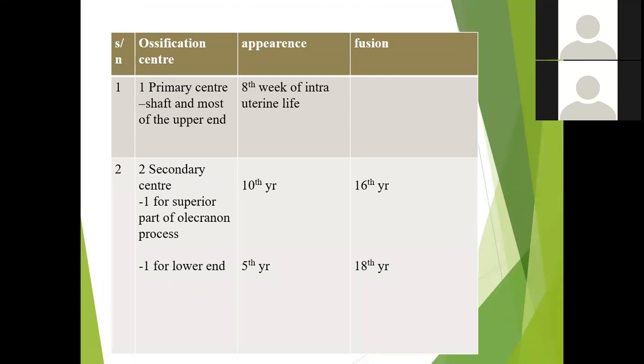The primary center is for the shaft and most of the upper end, and it appears in the 8th week of intrauterine life. As usual, for all bones except the clavicle, the primary center appears in the 8th week of intrauterine growth. Next, the two secondary centers: one for the superior part of the olecranon process and one for the lower end. The superior part of the olecranon process appears in the 10th year, and the lower end appears in the 5th year. The superior part of the olecranon process fuses in the 16th year, and the lower end fuses in the 18th year.